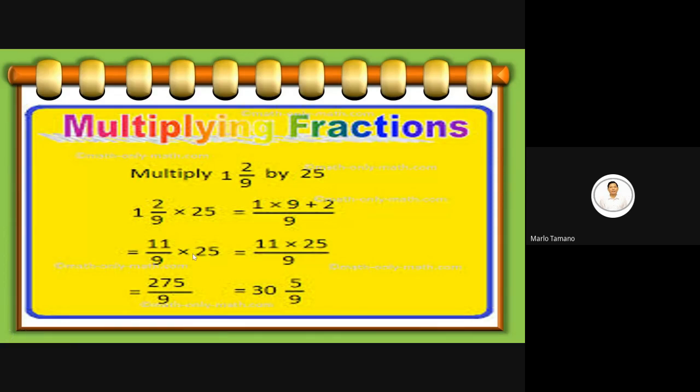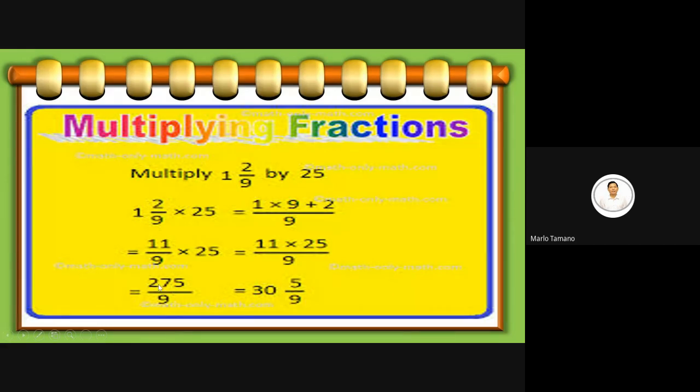Now, pwede naman natin i-multiply yung 25 ng 11 na wala na yung denominator ng 25 as full number na lang. Okay lang naman po. Pero kung gusto ninyong lagyan ng 1 yung 25, okay lang din. So, mag-multiply na tayo. 11 times 25, divided by 9. Now, the product of 11 and 25 is 275. Siyempre, you have to copy the 9. So, 275/9 na po.